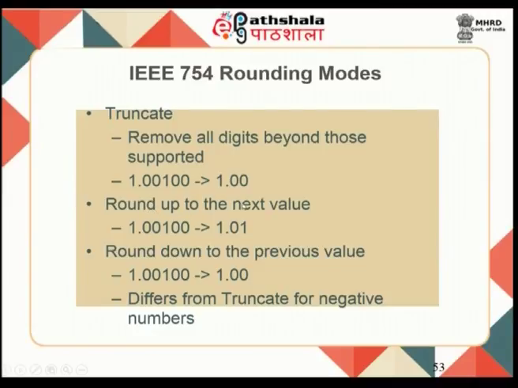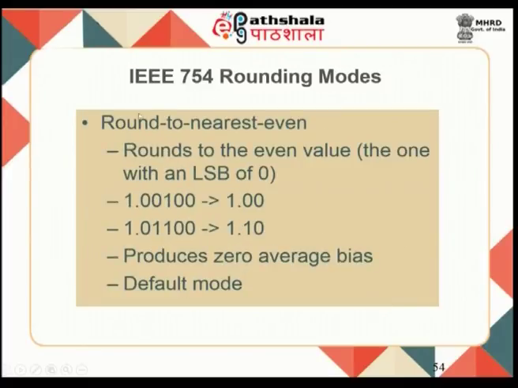That is one option, the easiest option. The other one is to round up to the next value. So, if it is 1.001, then just round it off to the next value upwards, so it is 1.01. The next one is, irrespective of whatever you have here, round down to the previous value, so it is 1.00. Now, both of these differ from truncation for negative numbers. But what is normally done is rounding off to the nearest even number, that is, rounding to the next even number, the one with an LSB of 0. So, 1.00100 is rounded off to 1.00 and 1.01100 is rounded off to 1.10. This is the default mode of operation and it produces zero average bias.